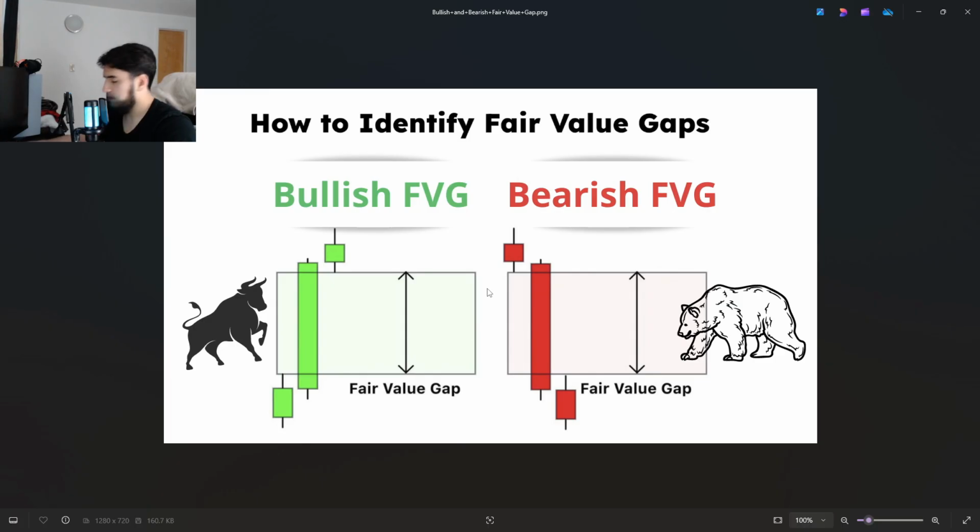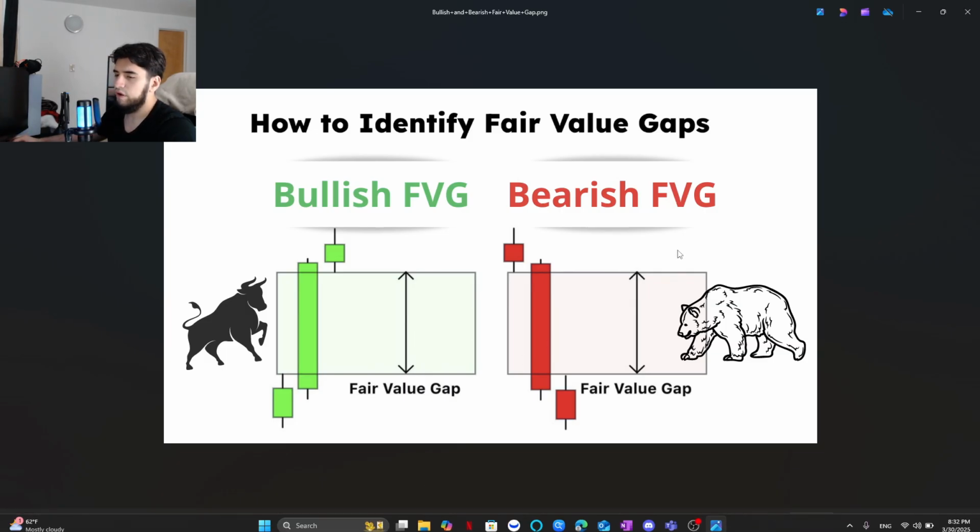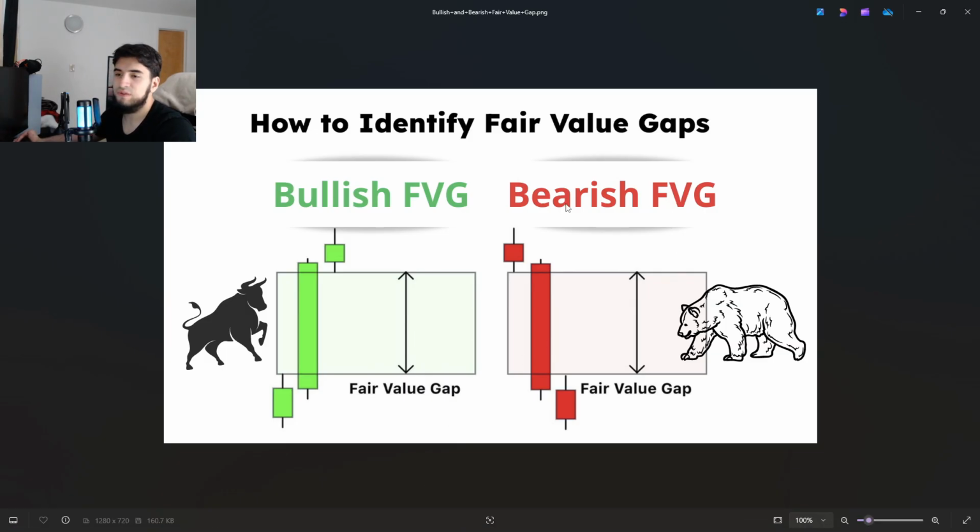So as I kept mentioning in the previous video about liquidity, the market moves in two ways. Market either seeks liquidity, takes out liquidity, like a liquidity run, as mentioned in our previous video, or it rebalances inefficiencies, one or the other. In the case of rebalancing inefficiencies, what it pretty much is, is an imbalance in price, an imbalance between buyers and sellers, where one side was more aggressive than the other.